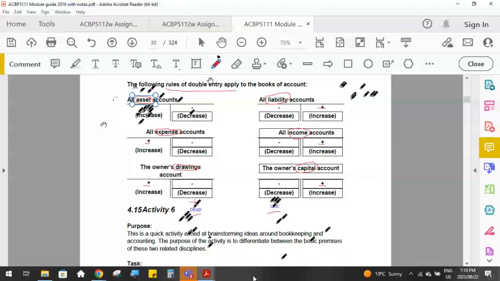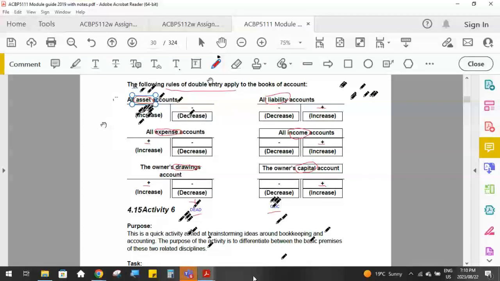So what I was talking about now, which is one of the things you must practice, is you must be able to identify with each transaction the accounts that are involved in the transaction, and you must be able to identify those accounts. Are they assets, income, liabilities, or expenses?